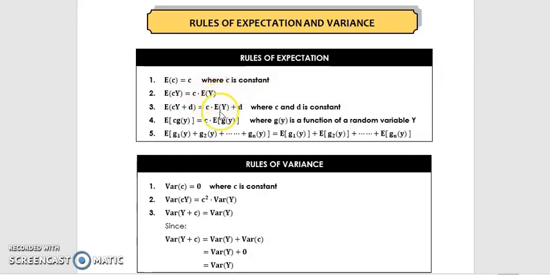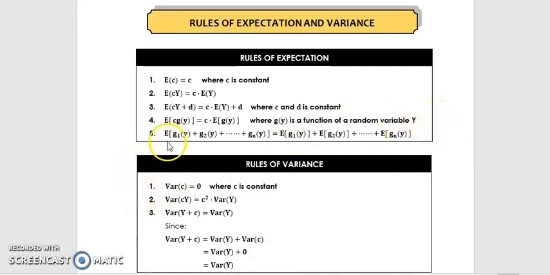Okay, later on we see with examples. So just look at the rules first. Expected of cy plus d will be equal to c multiplied by expected of y plus d, where c and d are constants. If constant, you can take it out. Number 4, expected of c g(y) is equal to c multiplied by expected of g(y), where g(y) is a function of a random variable Y. This also we will look at in detail with an example.